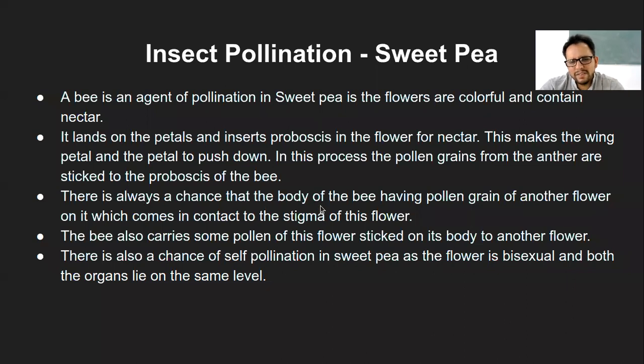And there is always a chance that these pollen grains will fall onto the stigma of the same flower, or they can also fall onto the stigma of another flower. If it is another flower, that will be cross pollination, and if it is falling on the same flower due to just some movement of the bee, it will obviously be self pollination, right? So that is the simple part.